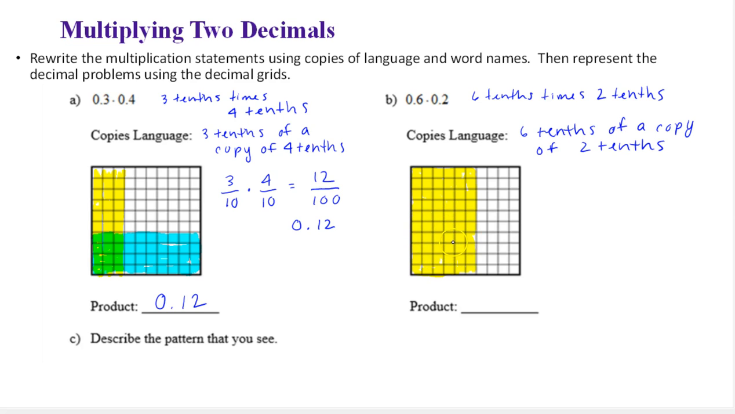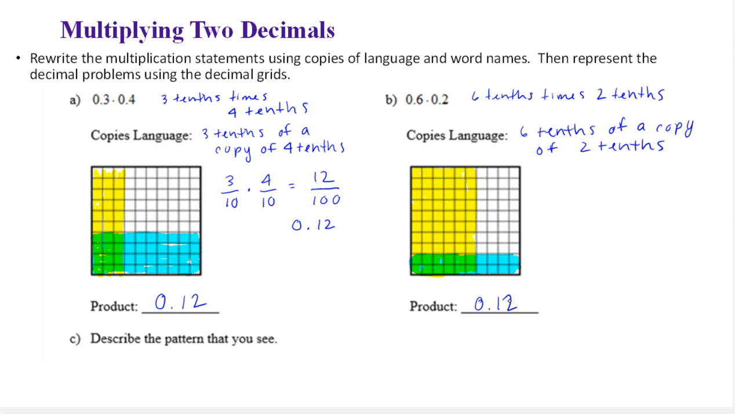Okay. So here's our 6/10, and I'm going to do 2/10 horizontally. And notice here, 6/10 of a copy of 2/10 or 2/10 of a copy of 6/10 is the green shaded area, the overlap of the blue and the yellow. And if you count, there will be 2 rows of 6 or 12. And since they're the small squares, they're hundredths. So again, the result of this product is 12/100ths.